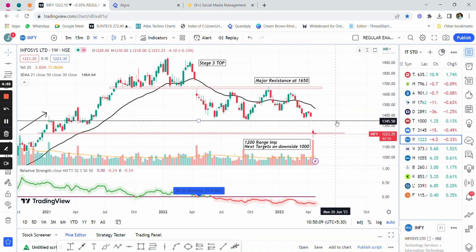So 1350 rupees is the next resistance here, and I would request you not to buy this stock even on a bounce of around 1350 rupees. This bounce can definitely be sold off, and wait for the trend to emerge. IT index, IT stocks are going to be sideways for the next 2 to 3 years.